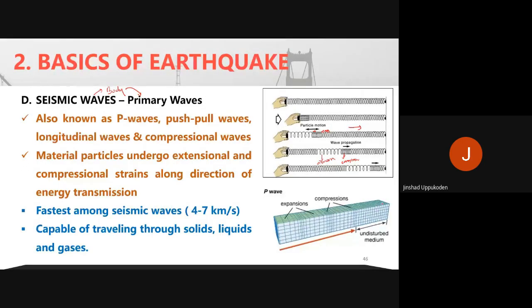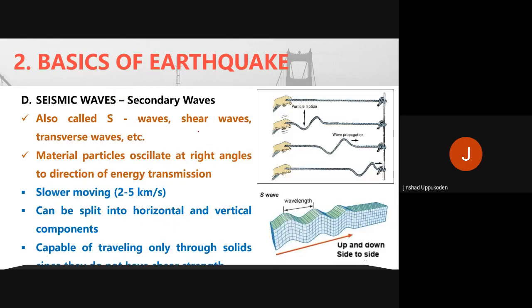This is the example of an undisturbed region. But when A gets formed, you have compression, shown here by close lines, and expansion, where the lines are more apart. Like sound waves, this is how primary waves, a type of body wave, travel. They are the fastest, traveling approximately 4 to 7 kilometers per second, and they can travel through all mediums: solid, liquid, gas.